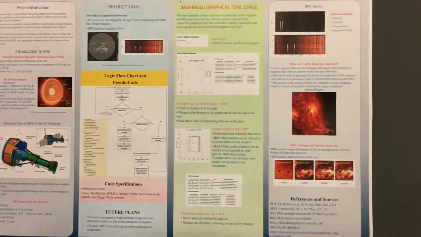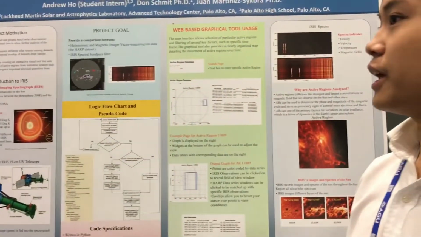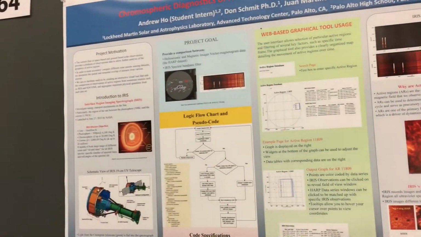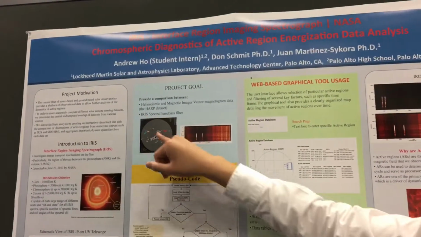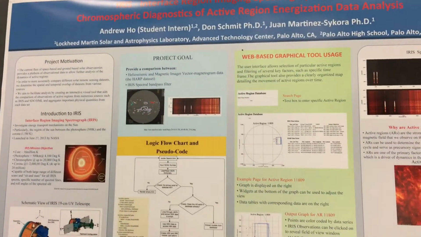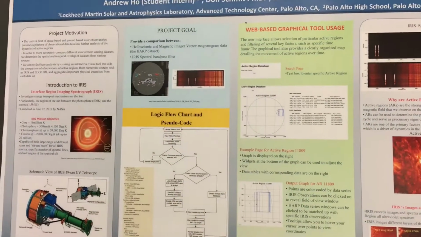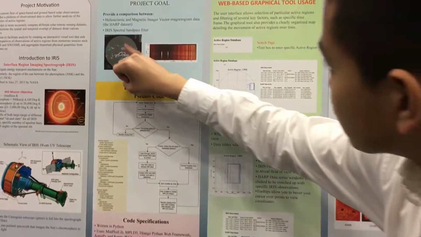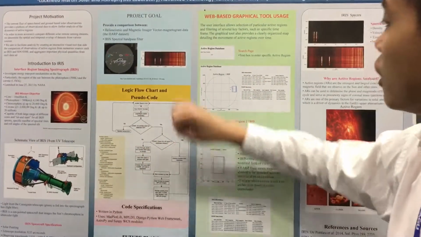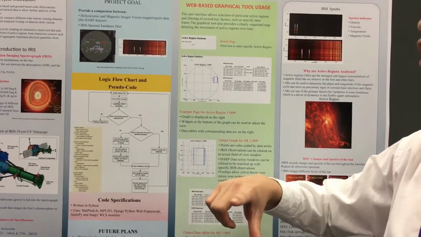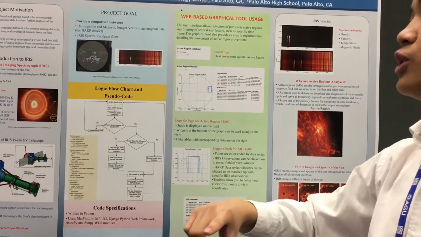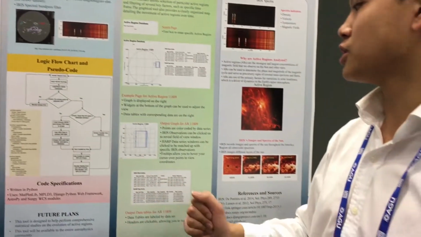So what I'm trying to do with my project is provide a comparison between two different telescopes at this moment, the Helioseismic and Magnetic Imager as well as the IRIS data sets. This is an example of an HMI data set. There's a lot of different activity going on there, whereas IRIS focuses mainly on a certain smaller field of view, looking at specific active regions.